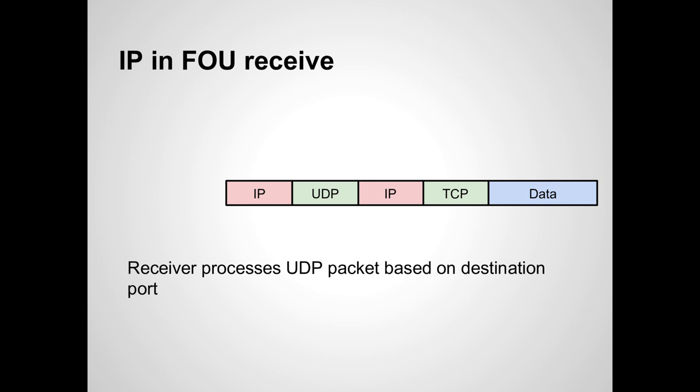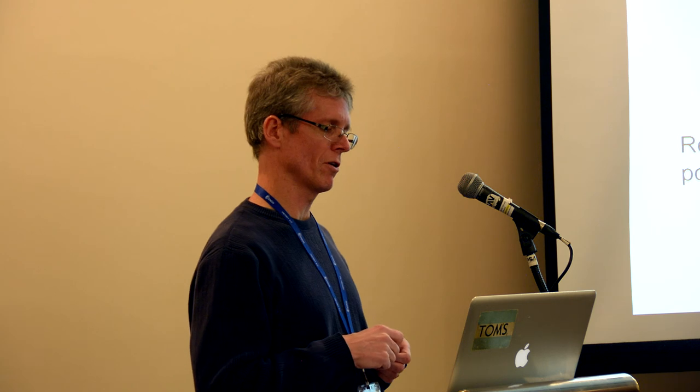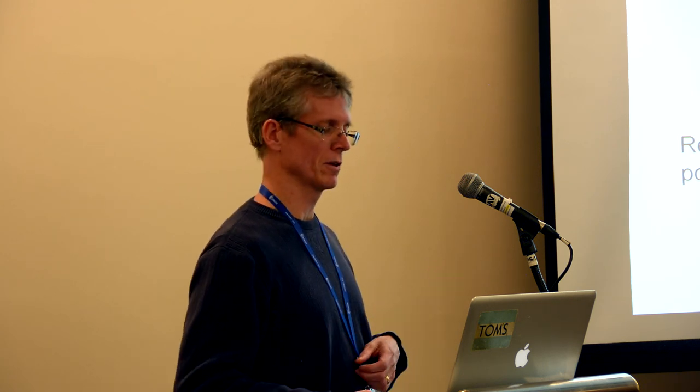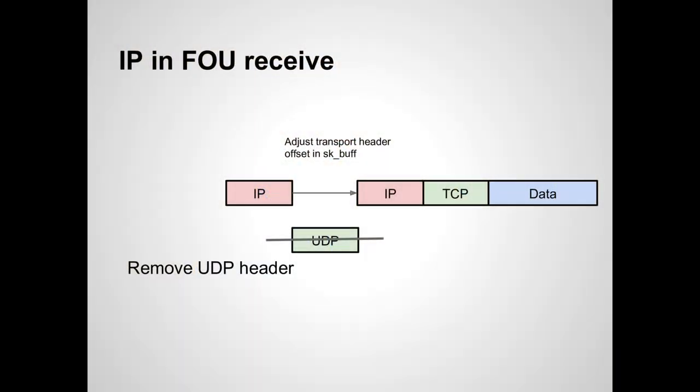And at the receiver, we're going to do the reverse process. So again, we're going to see the destination port was 5555. That's going to go to our UDP receive socket or possibly the GRO routine port. So what we have to do here is the inverse of what we did before. We will now take the UDP header out of the packet. This is actually done not by physically removing it, but just by manipulating the header offsets in the skbuff. So it's very efficient.